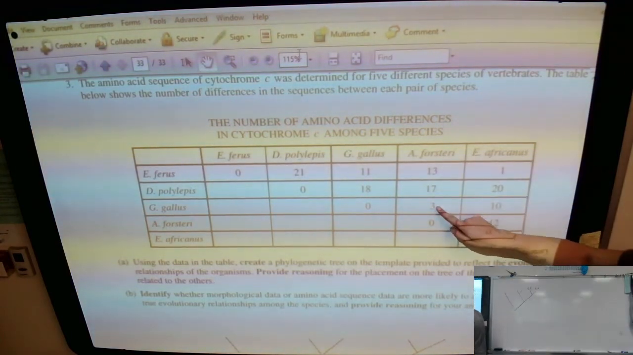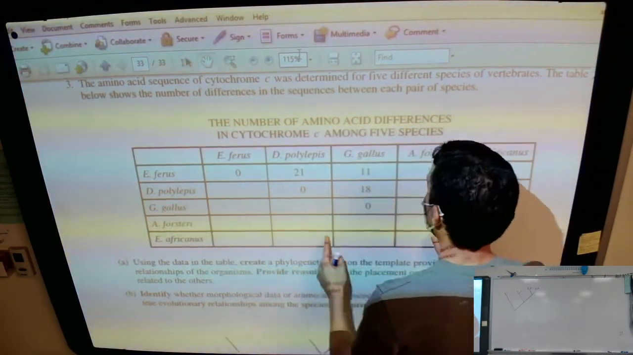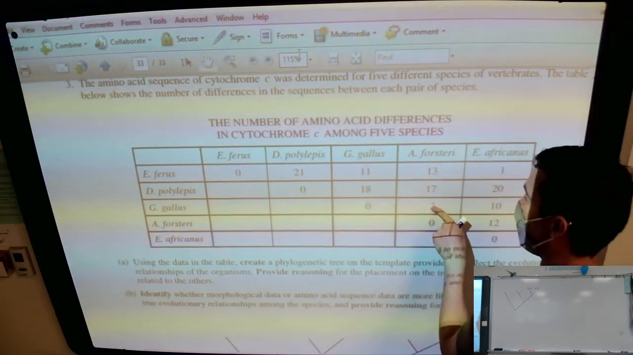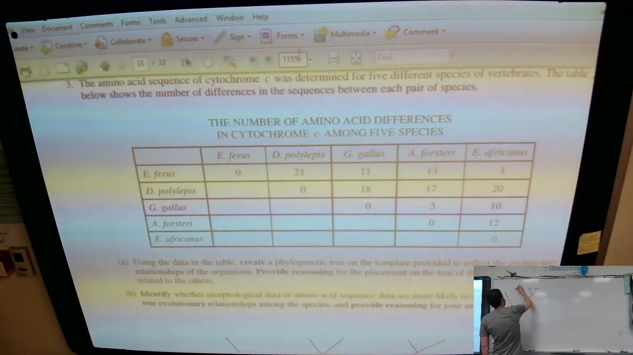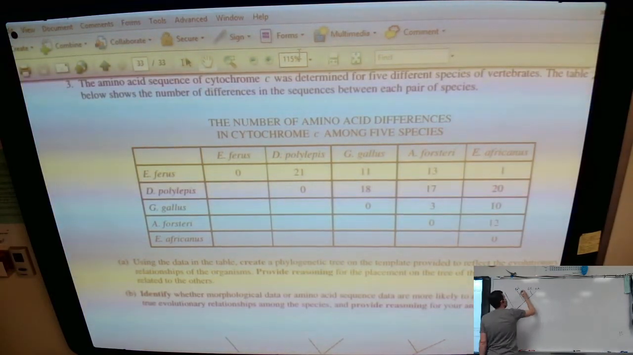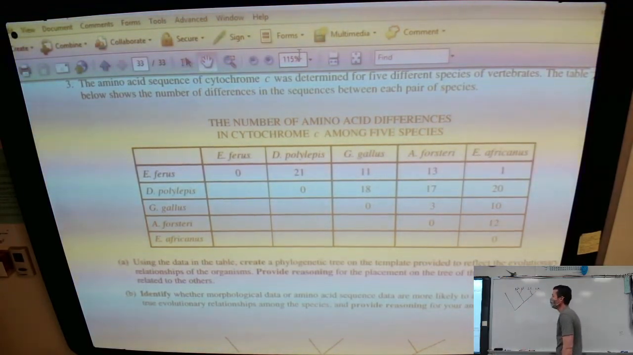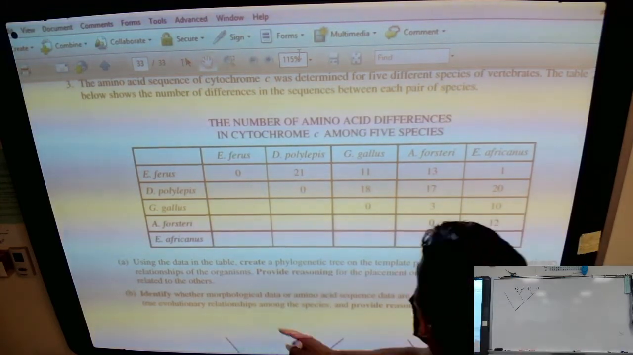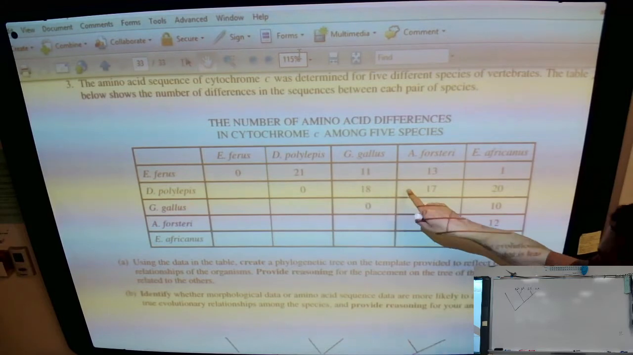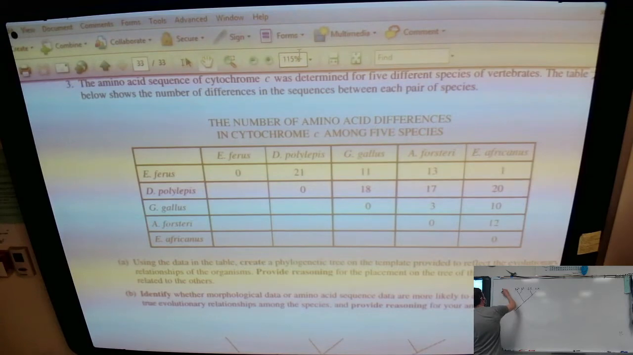Yeah, the A one and the G one. So Gangsta Gallus and A Forstery. So we have like GG and AF. And then who seems to be the least related to everybody? Yeah, basically the only one left. This guy right here, DP, is like 18 different, 17 different, 20 different. So D and P.